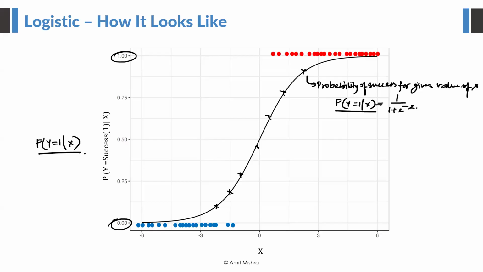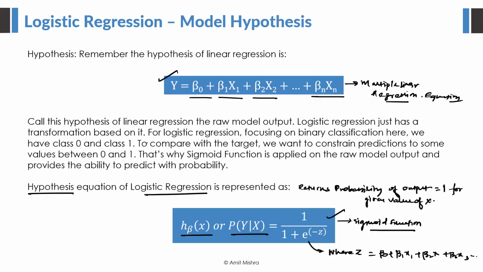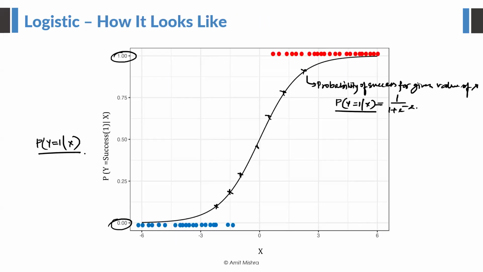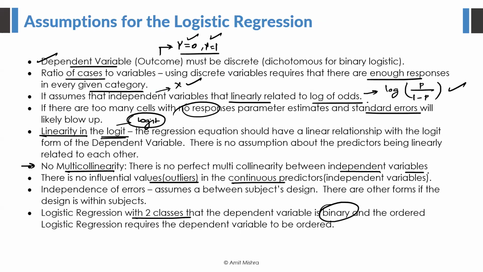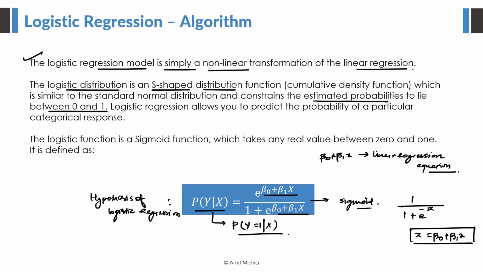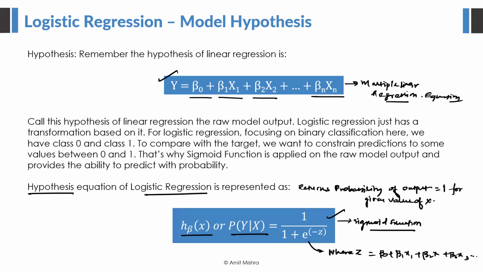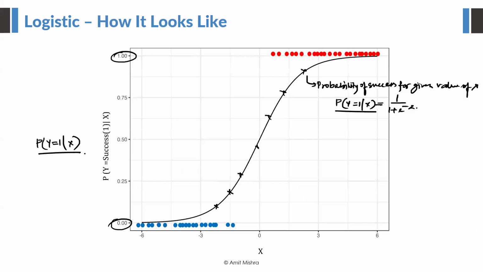So this is your S-shaped distribution, which is represented by the sigmoid function. I'd like to remind you, remember I discussed here that the logistic distribution is basically an S-shaped distribution, which is nothing but representing your probability part. So here you see that it is going to be represented as an S-shaped curve.